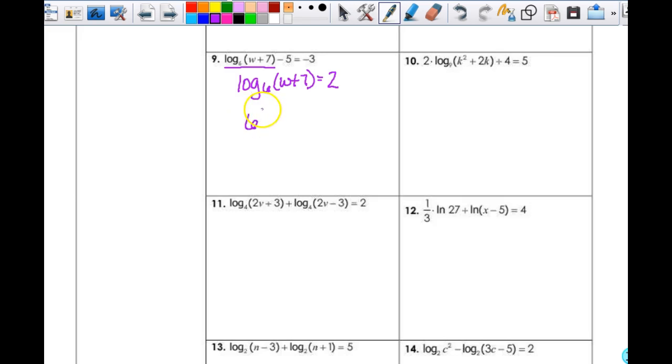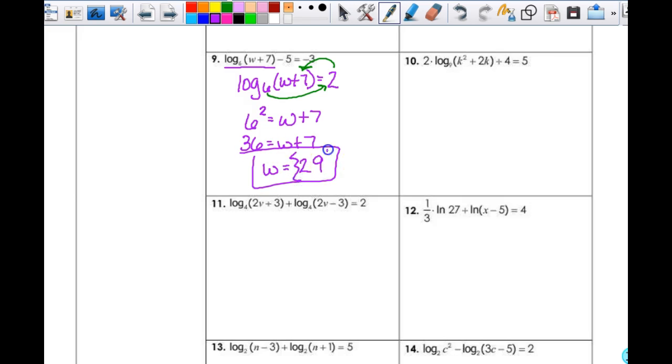6. So 6 to the 2nd power equals W plus 7, okay? The base to this power equals this value, every time. So what is 6 squared? 36. So I get 36 equals W plus 7. So W equals 29. All right. Everybody okay with that? Easy enough? I think so.